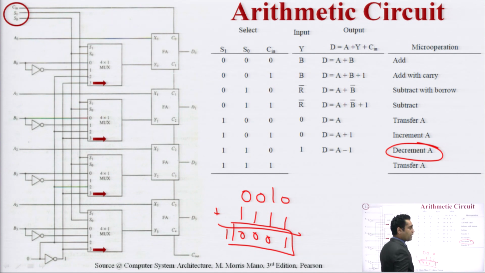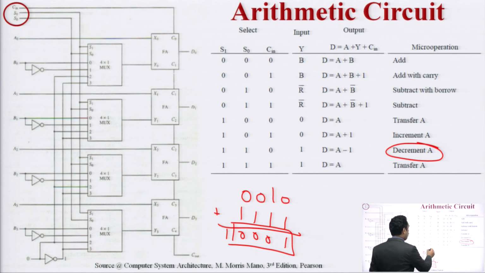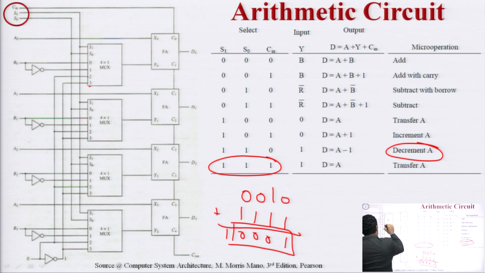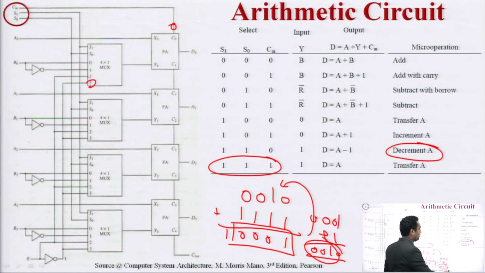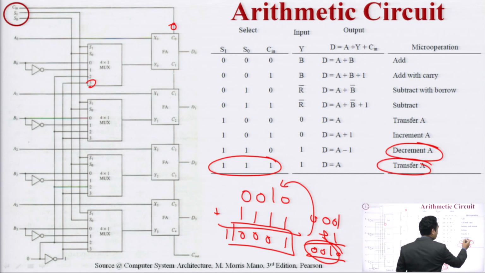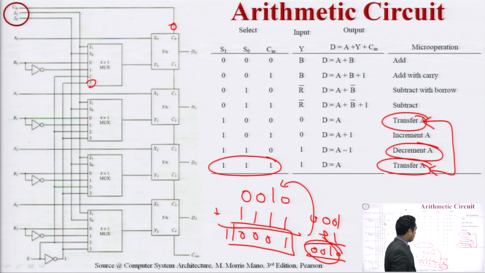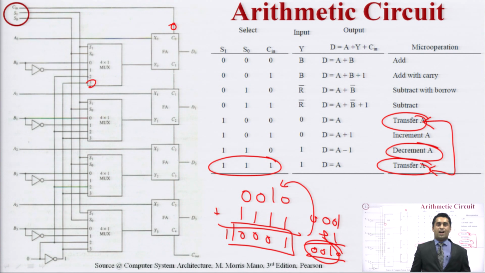And the last micro operation is when all my bits are 1. What is the output? The mux is selecting here this 3 and this carry is also 1. So if I am adding, my output is 0010, which is the original number. So it means this is also performing the transfer. So two of the operations are the same here. So this is basically a transfer A. This is all about the arithmetic circuit. What are the operations performed in the arithmetic circuit with the help of mux and adder?